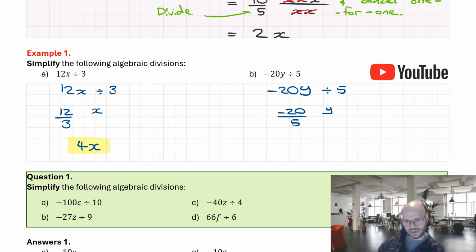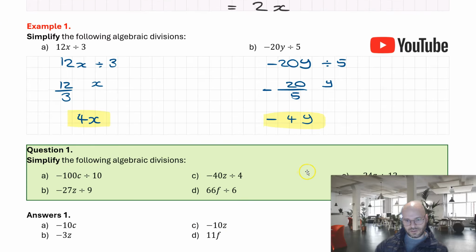Next point of interest, we have a negative on the 20. When writing fractions, it's not useful to have the negatives either upstairs or downstairs. Rather, you're going to find it's easier to have them out front, so when we write these as a fraction, just write them out front. Next, you have a negative, you have 20 divided by 5, which is 4, and then you have a y. So the answer is negative 4y.